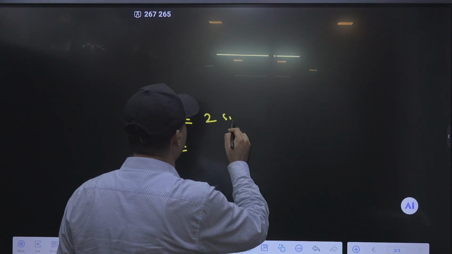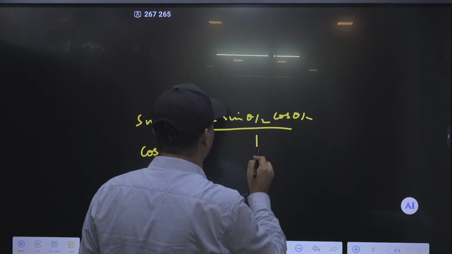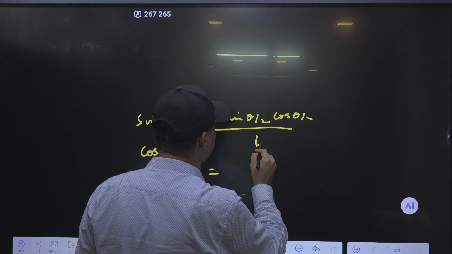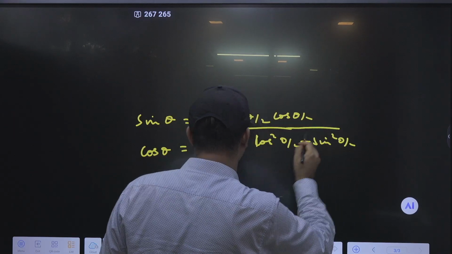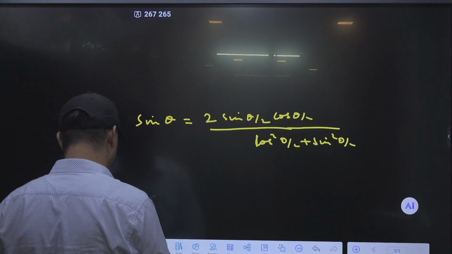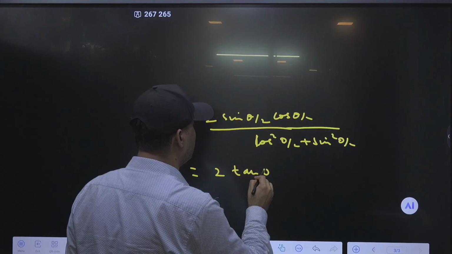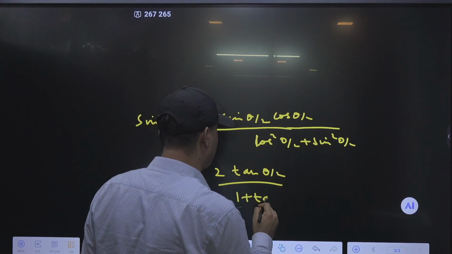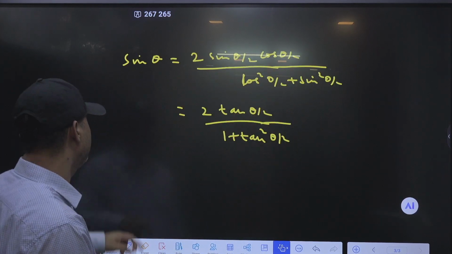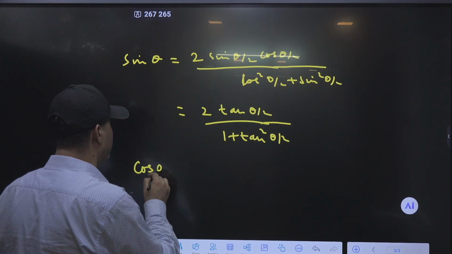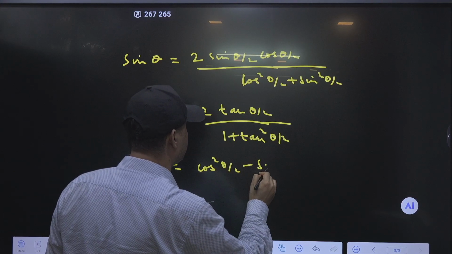You know sine theta is 2 sine theta by 2 cos theta by 2, upon 1. Now this 1 can be written as cos squared theta by 2 plus sine squared theta by 2, correct? So all these things can be used. Now if I divide by cos squared theta by 2, this is 2 tan theta by 2 upon 1 plus tan squared theta by 2. These substitutions we basically use in calculus when we are doing definite or indefinite integrals.